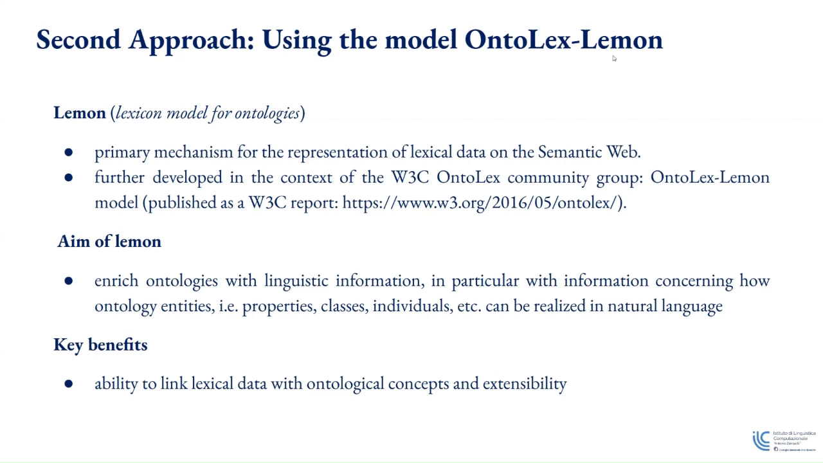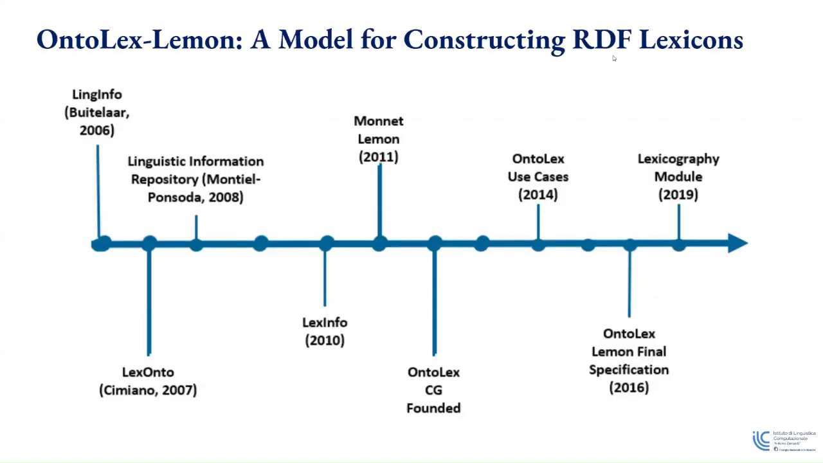As I said, the aim of this model was to enrich ontologies with linguistic information, in particular with information concerning how ontology entities, namely properties, classes, individuals, can be realized in a natural language, can be lexicalized. And one of the key benefits is the ability to link this lexical data with ontological concepts, okay? So this is the main goal of this model.